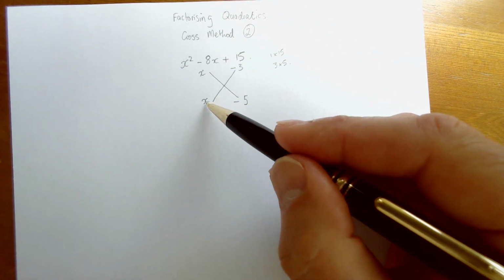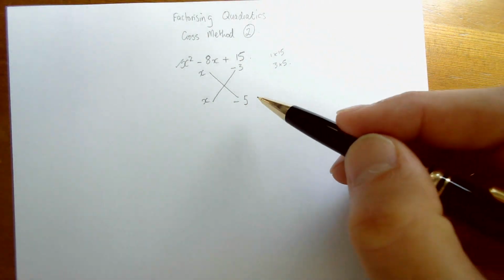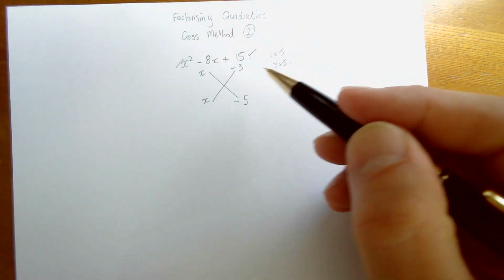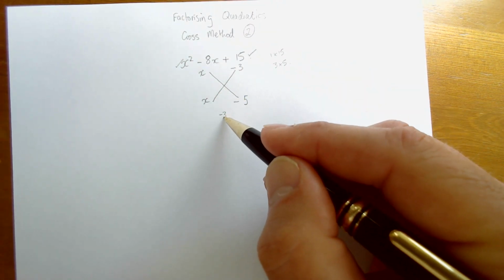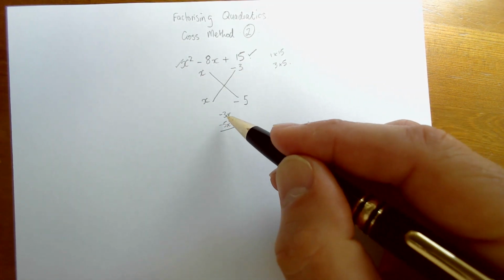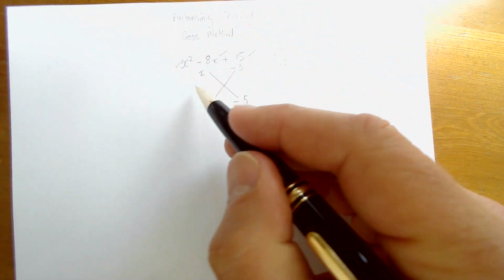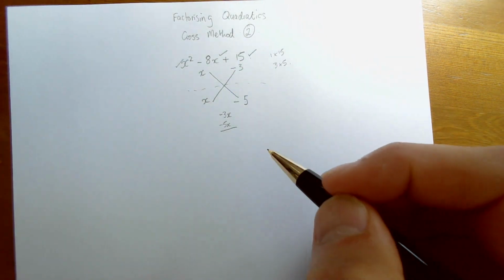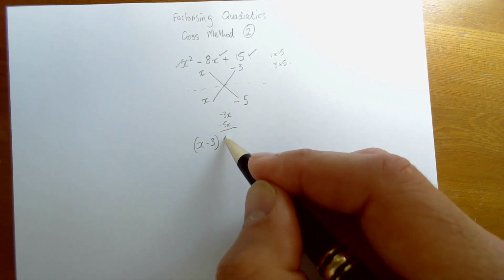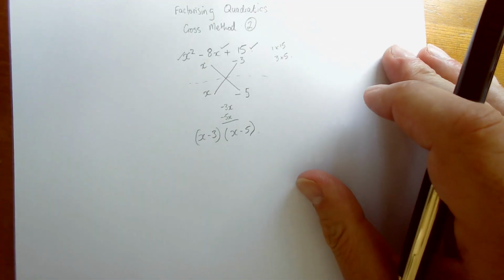So then when we do our checks, we can say that x times x gives us x squared. That's perfect. Minus by minus is going to give us a plus, so that's a good start. So minus 5 times minus 3 gives us plus 15. And then when we go across, we say minus 3 times x is minus 3x, and minus 5 times x is minus 5x. And when we sum them together, we have minus 3x minus 5x gives us minus 8x. So now we can draw our dotted line across the middle. The top part is our first factor and the bottom part is the second factor. So now we have x minus 3 times x minus 5. So they are the factors of x squared minus 8x plus 15.